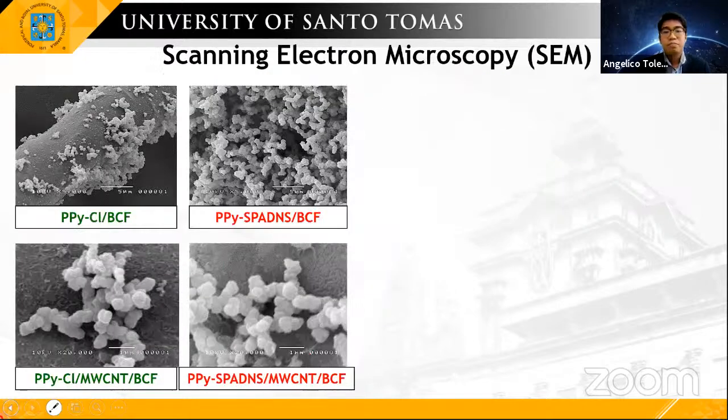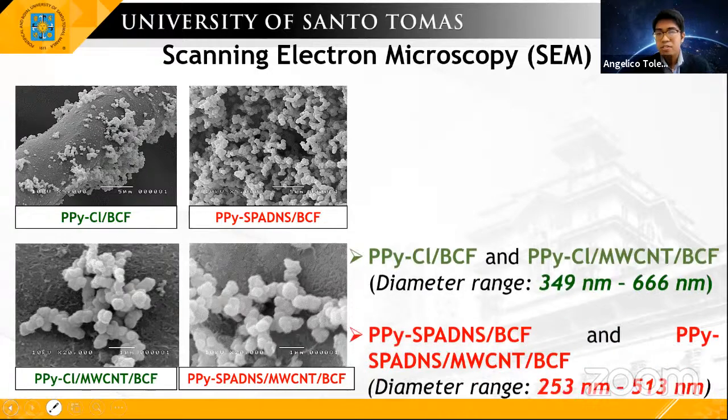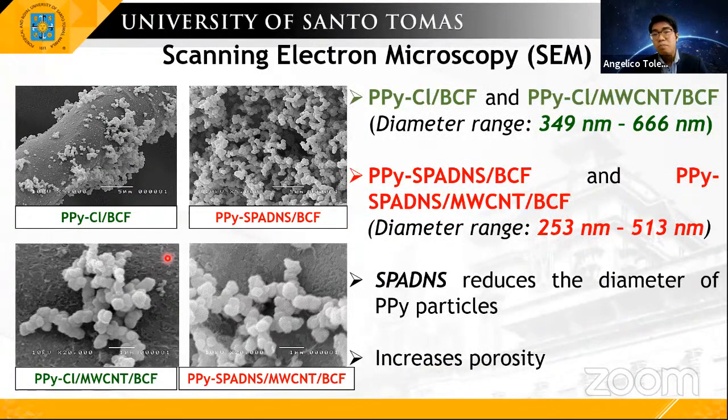So for the scanning electron microscopy, as you can see, these small globular particles are the polypyrrole. These are the major results. Using a chloride-doped polypyrrole produces this diameter range. On the other hand, using SPANS as a dopant for polypyrrole, the diameter range increases. So therefore, it could be said that SPANS reduces the diameter of polypyrrole particles, and therefore it will increase its porosity.